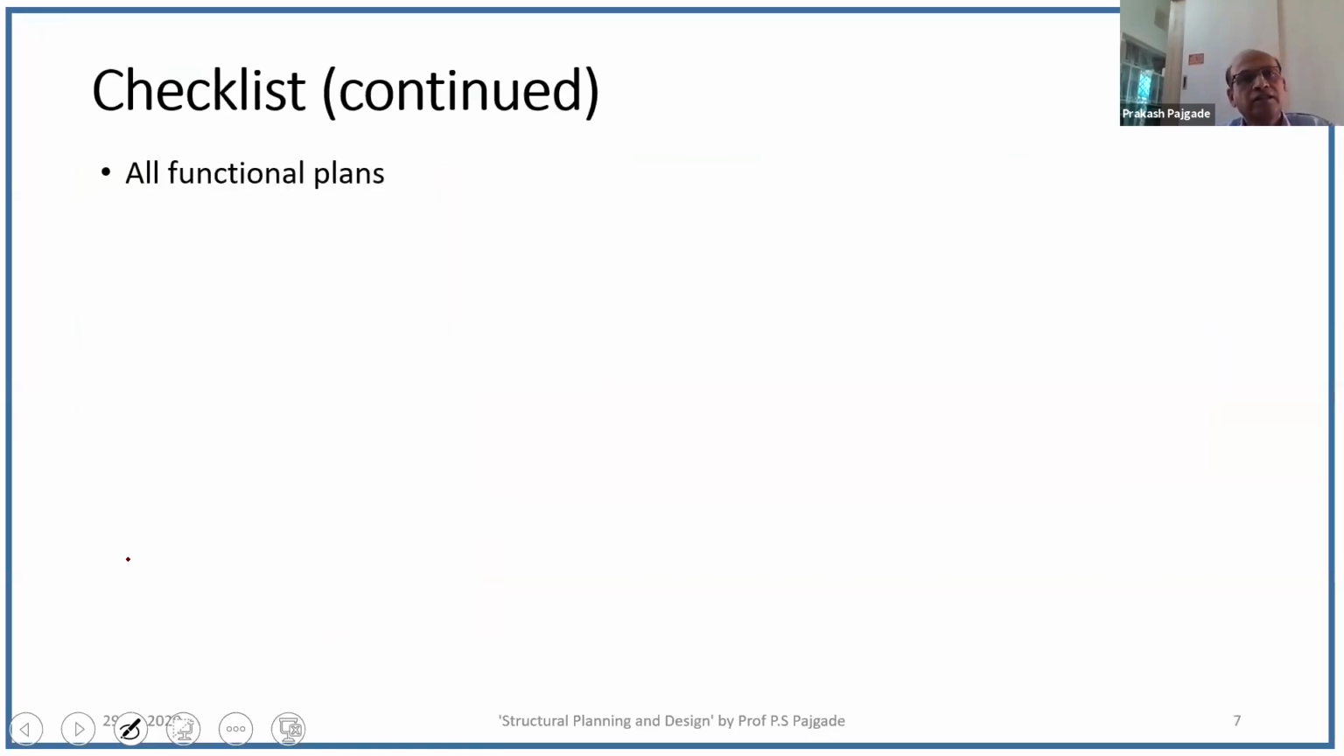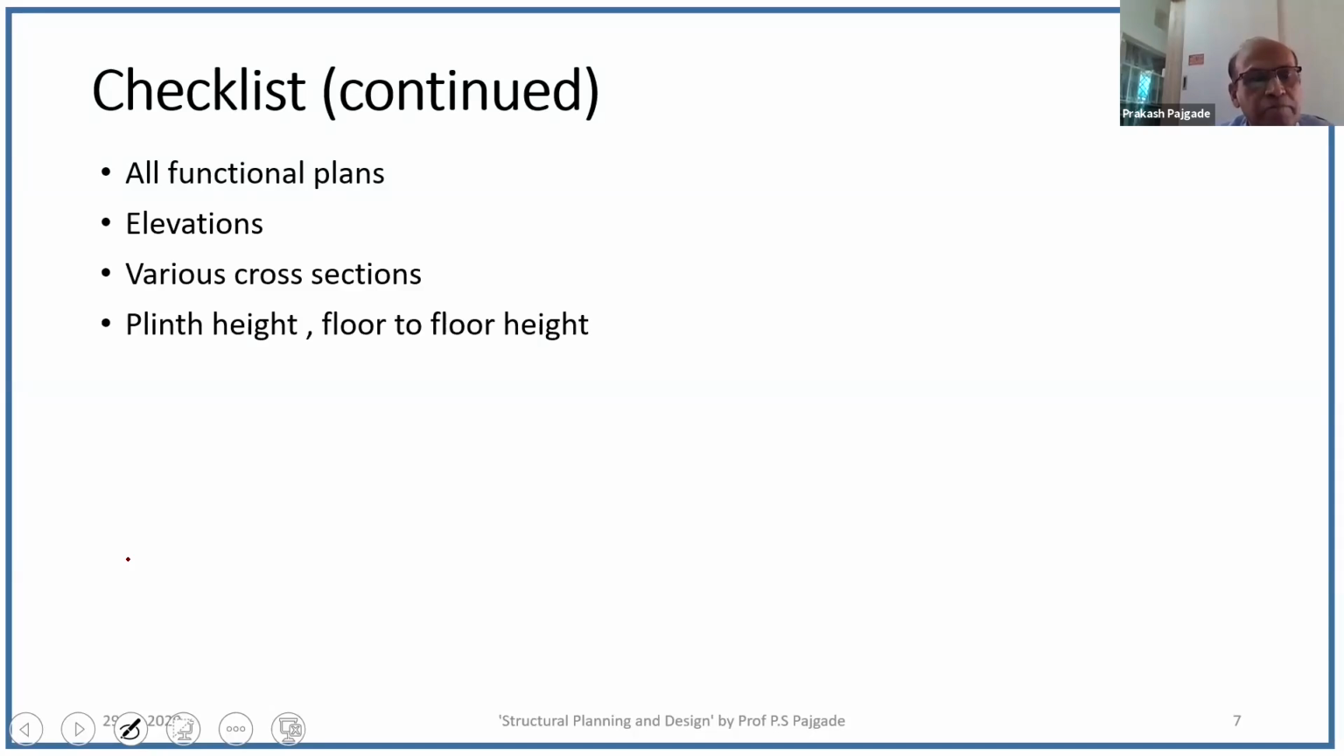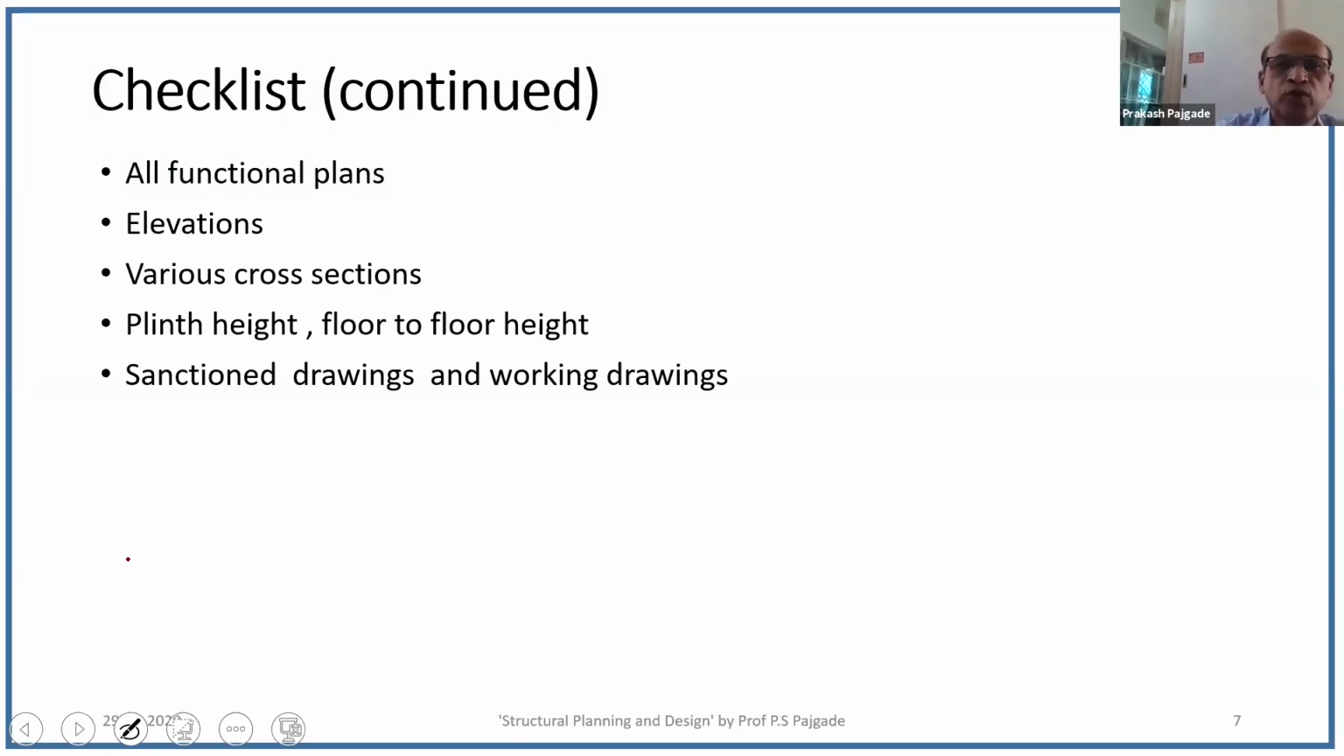Then another checklist, say we must have all functional plans, elevations, various cross sections, plinth height, floor to floor height, sanctioned drawings and working drawings, because many times there is a difference between the sanctioned drawing and working drawing. So we'll have to construct as per the working drawings. So you must know what are the working drawings. Scope for future expansion.